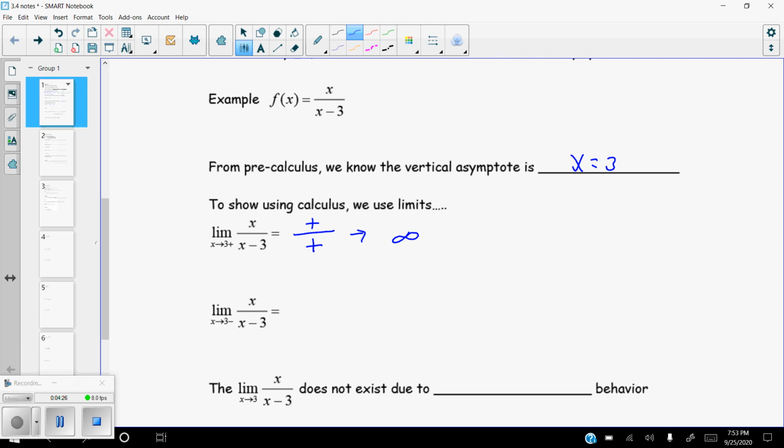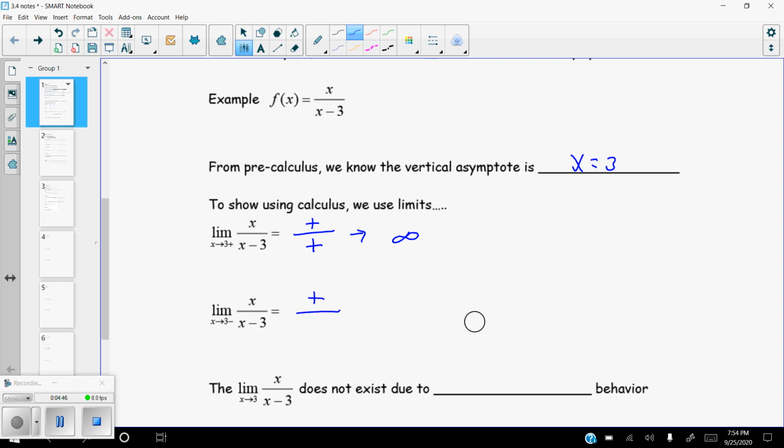We're going to do exactly the same thing now as we approach 3 from the left side of 3. Be careful here, because a lot of people mix this one up. If I plug a number just to the left of 3, like 2.99999, in the numerator, 2.99999 is still positive.